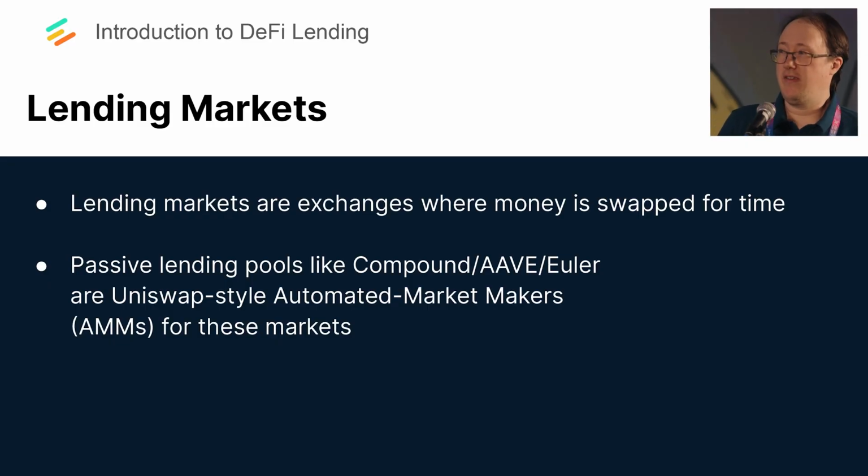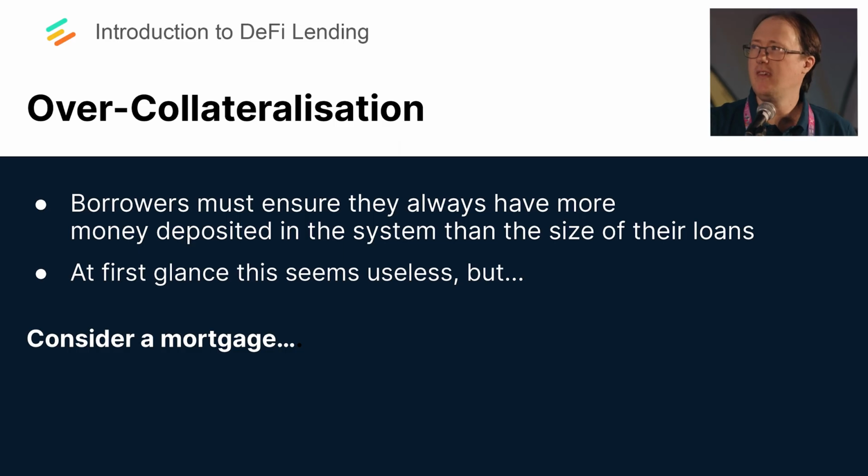And lending markets, the way I like to think about it, are kind of exchanges between that time and money trade-off. The passive lending pools like Compound and Aave and Euler and so on are built in a way similar to Uniswap. They're automated market makers, so the smart contract code defines the actual exchange between time and money. And almost all of these systems work with this concept of over-collateralization. The idea behind that is that borrowers have to put more value in as collateral than they can take out as a loan, okay?